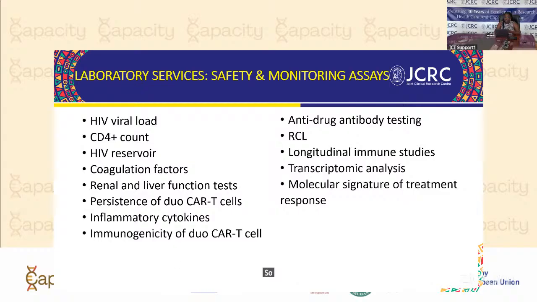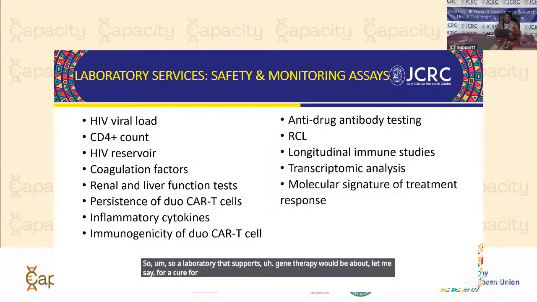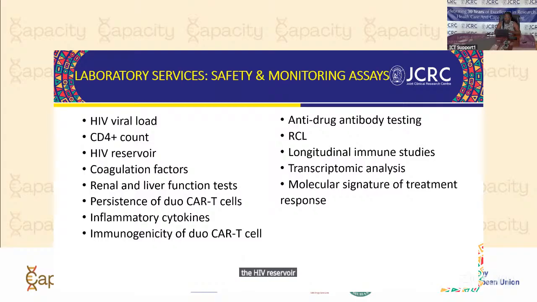So a laboratory that supports gene therapy, for a cure for HIV, should be able to do viral load, CD4 counts, should be able to measure the HIV reservoir, should be able to look at renal and liver functions, and it should also be able to do anti-drug antibody testing, and then transcriptomic analysis.